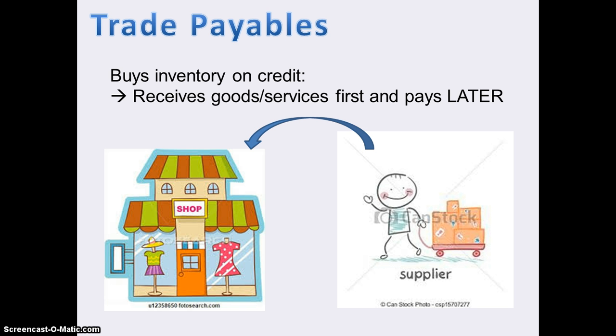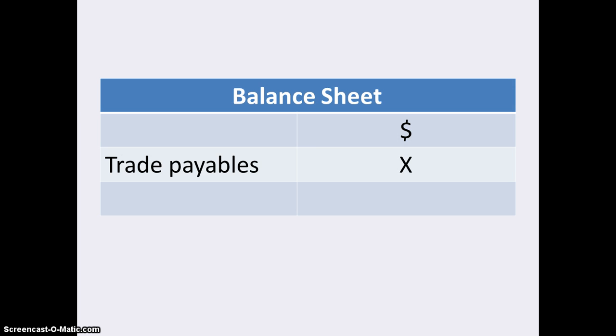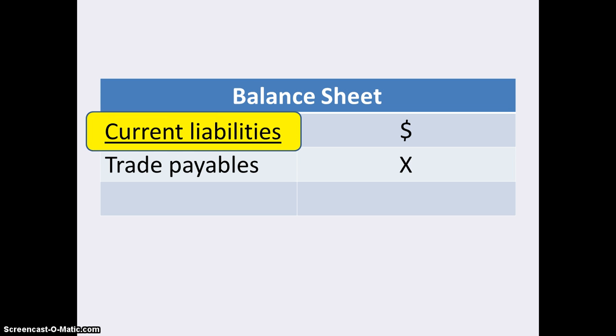Trade payables: when a business buys inventory on credit from suppliers, this means that the business receives goods and services from the suppliers first and pays the suppliers later. Suppliers who sell on credit to businesses are known as trade payables or creditors. Trade payables are classified as current liabilities in the balance sheet.